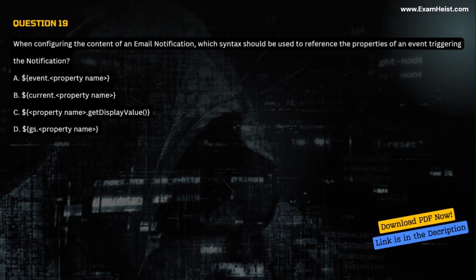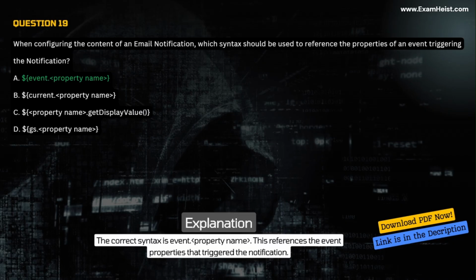Question 19. When configuring the content of an email notification, which syntax should be used to reference the properties of an event triggering the notification? A. $event, property name. B. $current, property name. C. $property name.getDisplayValue. D. $GS, property name. Correct answer A. $event, property name. Explanation. The correct syntax is event, property name. This references the event properties that triggered the notification.